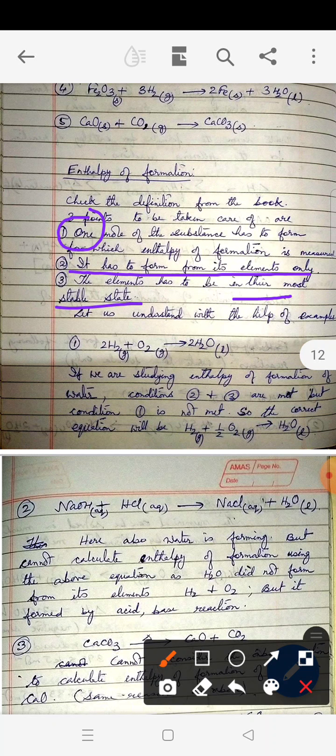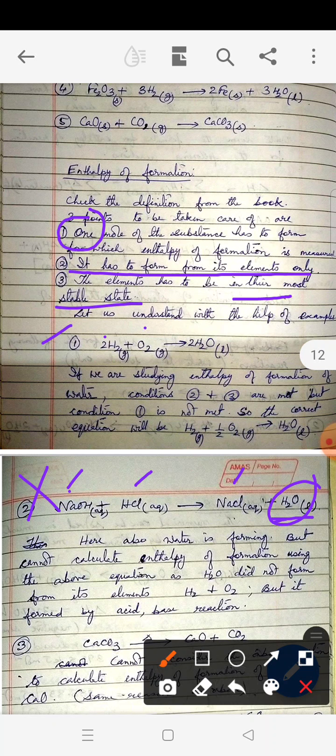If we want to talk about the enthalpy of formation of water, one of the ways water can form is by combination of hydrogen and oxygen. Another way water can form is by an acid-base reaction. We know acid plus base gives you salt and water. So, can I choose any of the reactions to calculate the enthalpy of formation of water? The answer is no. We cannot choose whichever we want. The acid-base reaction cannot be chosen because here water did not form from its constituent elements. What are the constituent elements in water? Hydrogen and oxygen. Here water has formed from acid and base, so this equation cannot be chosen.